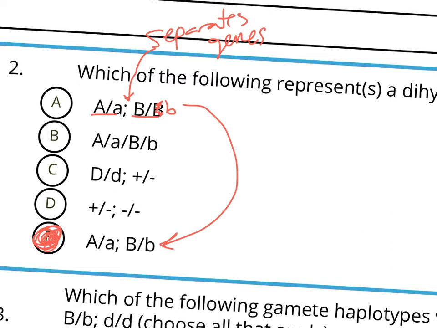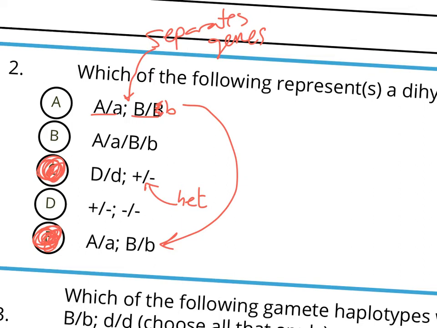Is there any other dihybrid up here? C is a dihybrid. Just because I'm using plus-minus notation doesn't mean that's not a heterozygote. That's still a heterozygote, so C counts as a dihybrid. Two genes, one semicolon separating the two genes we're talking about, and each of those genes is heterozygous.